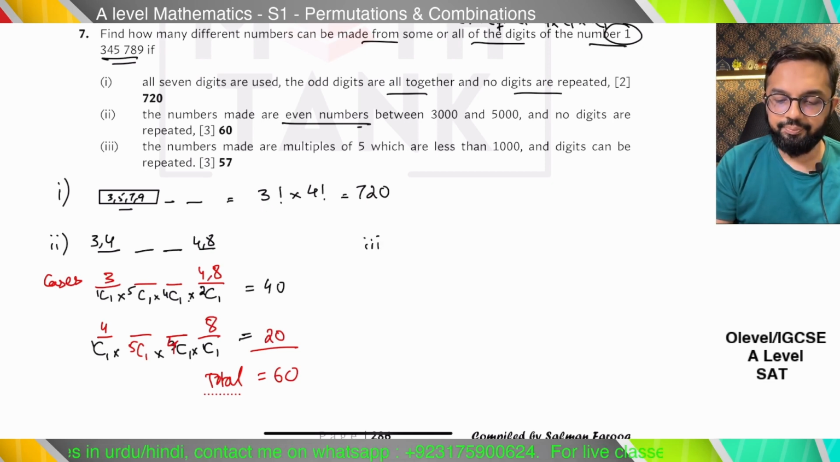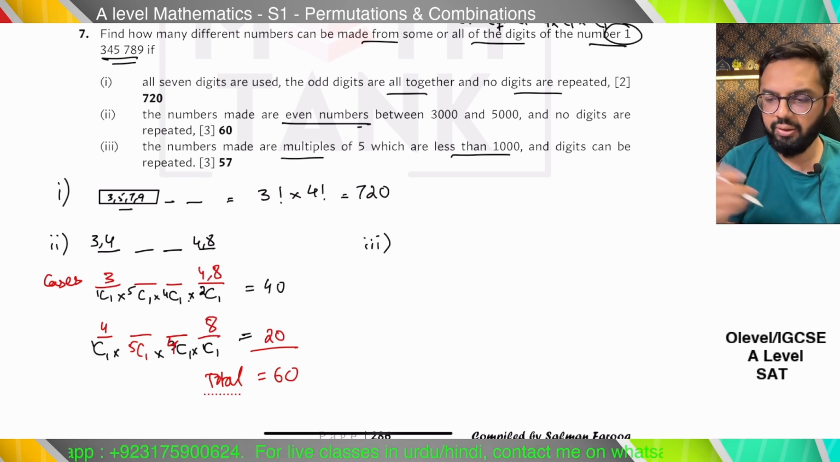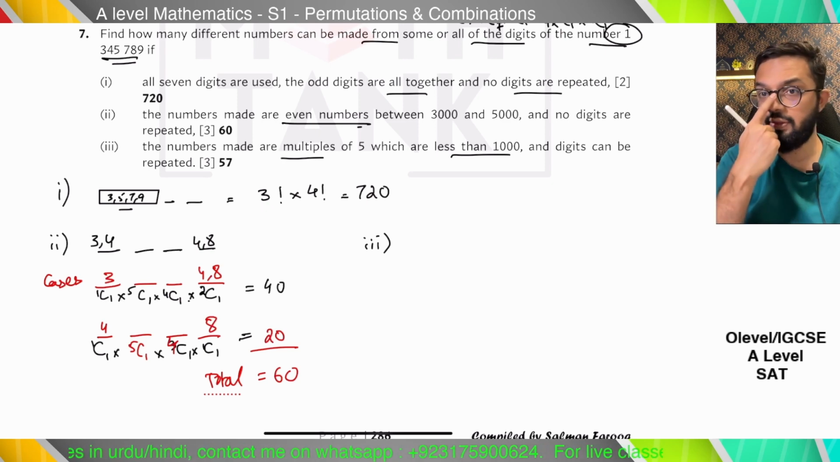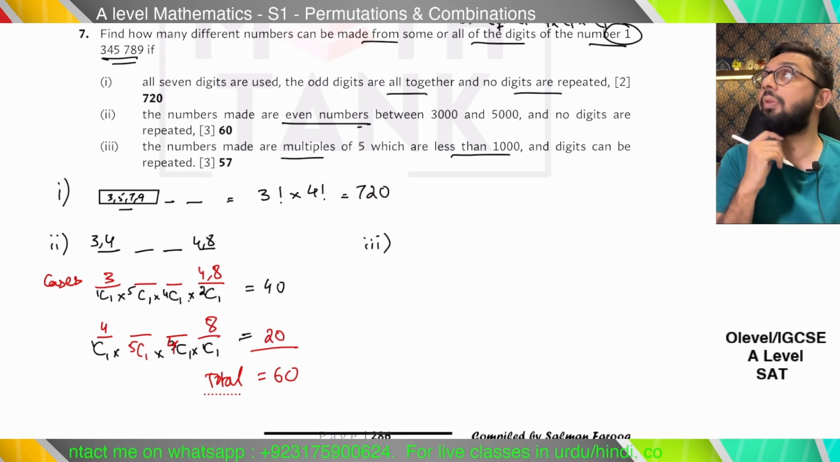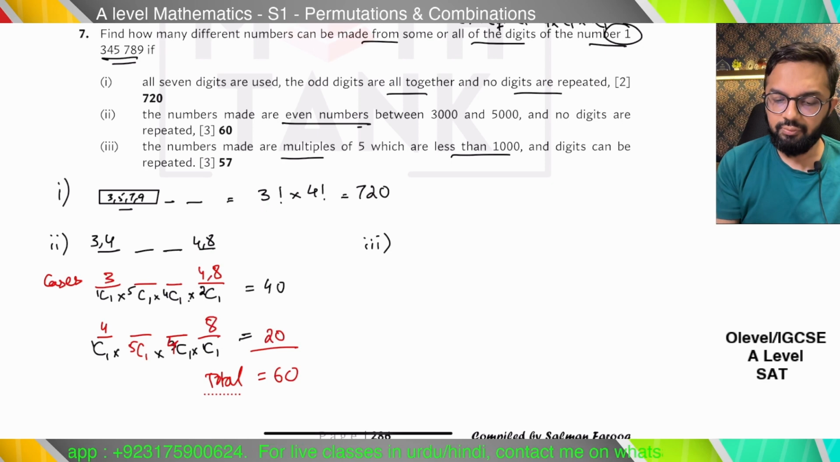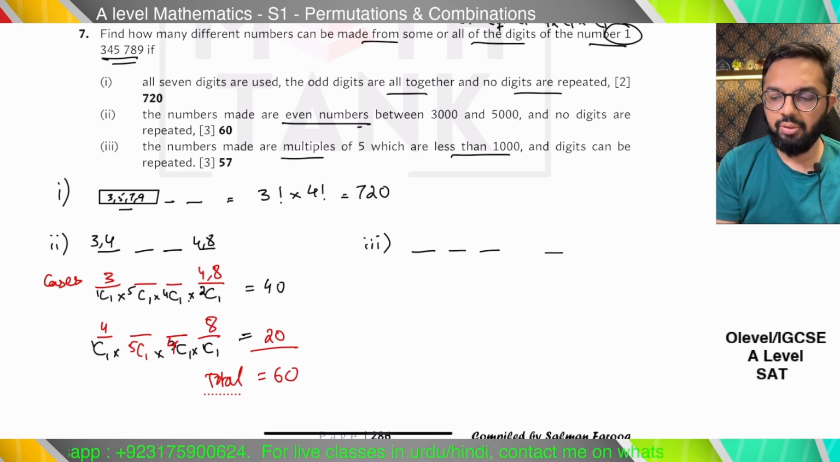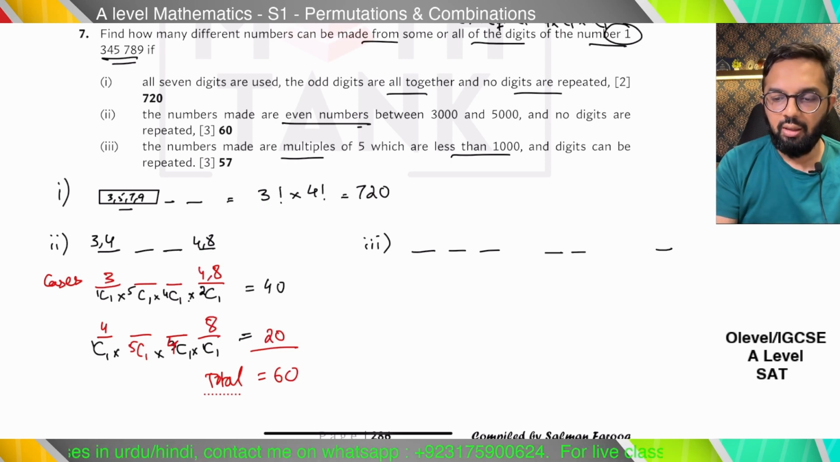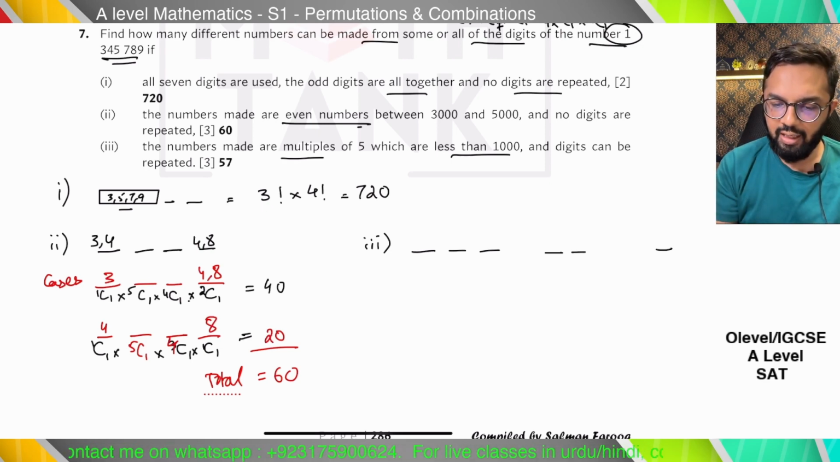Part 3. The numbers are multiples of 5, which are less than 1000. So I want numbers that are less than 1000, and digits can be repeated now. That's so interesting. We've never seen a repeated digits question. Let's see what happens there. It says the numbers are multiples of 5. So when you have multiples of 5, what can I say? Now, when they're less than 1,000, they can either be three-digit numbers or two-digit numbers or a one-digit number as well. If they are multiples of 5, then they should either end in 5 or 0.